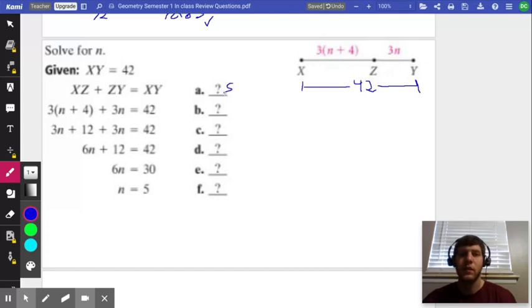That is your segment addition postulate. Okay. And then once you have your segment addition postulate, you're simply substituting in your values. So xz here is 3 times quantity n plus 4. Zy is 3n. And then xy here is 42. So we just substitute those in. That's substitution.